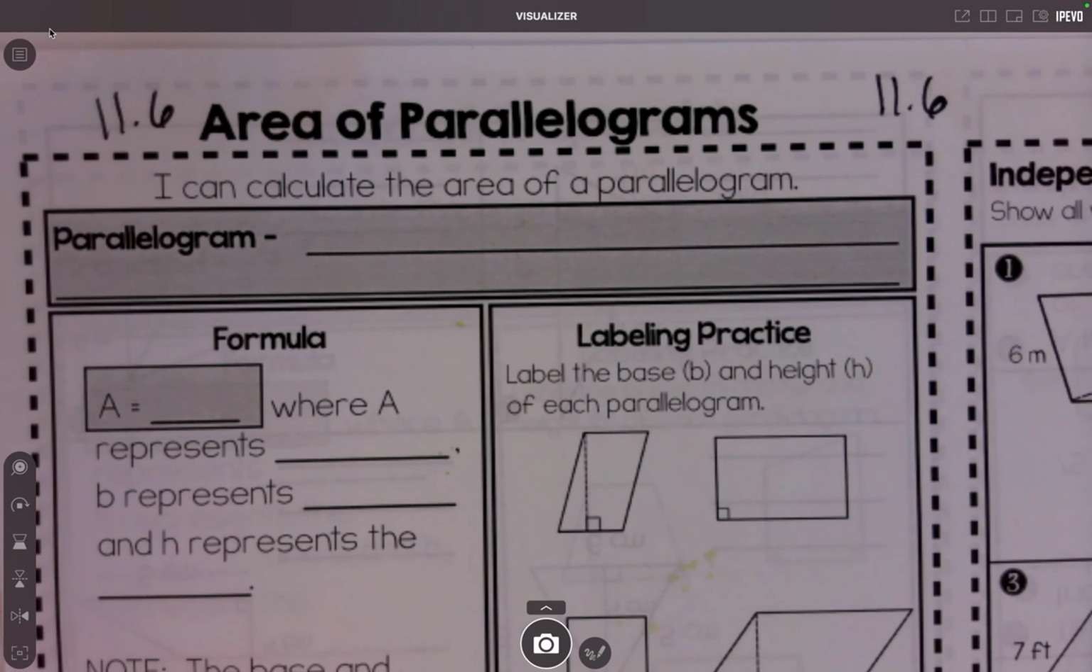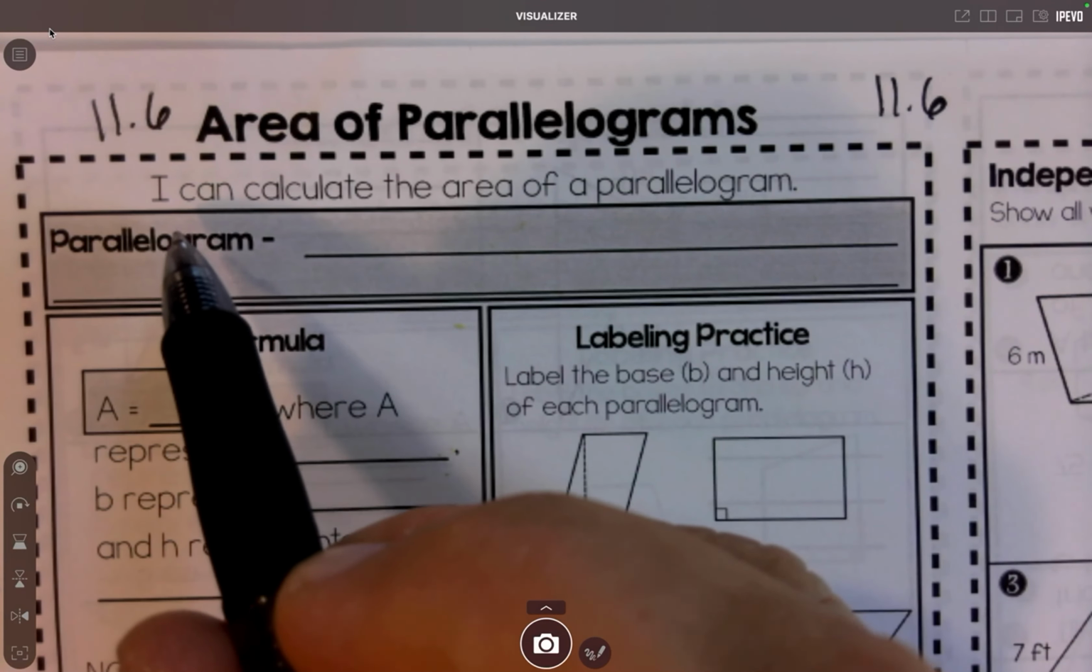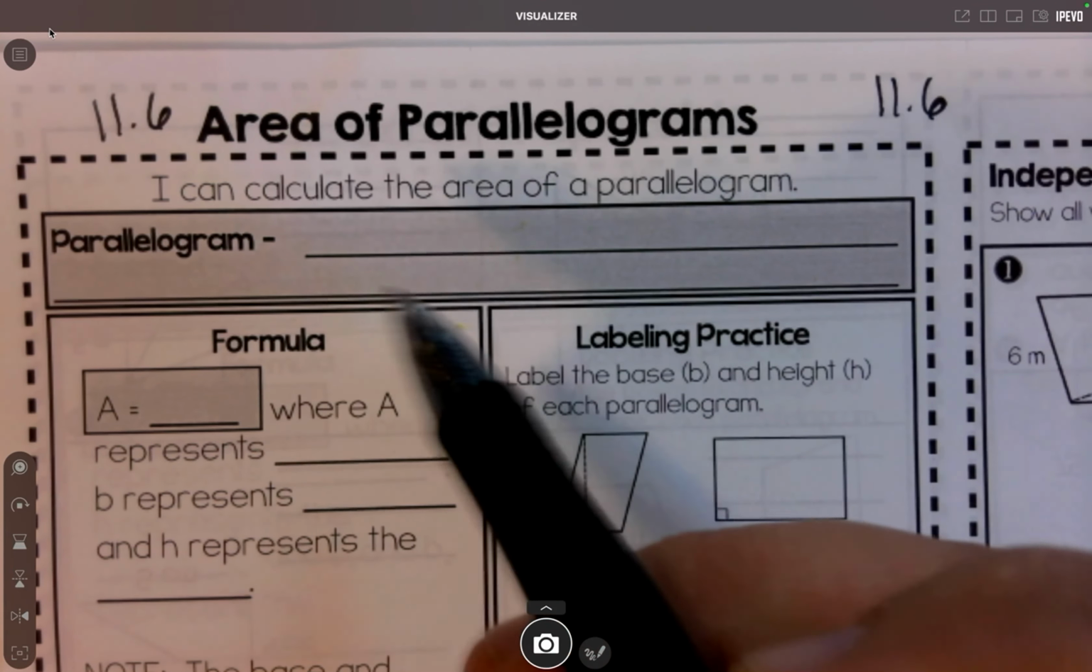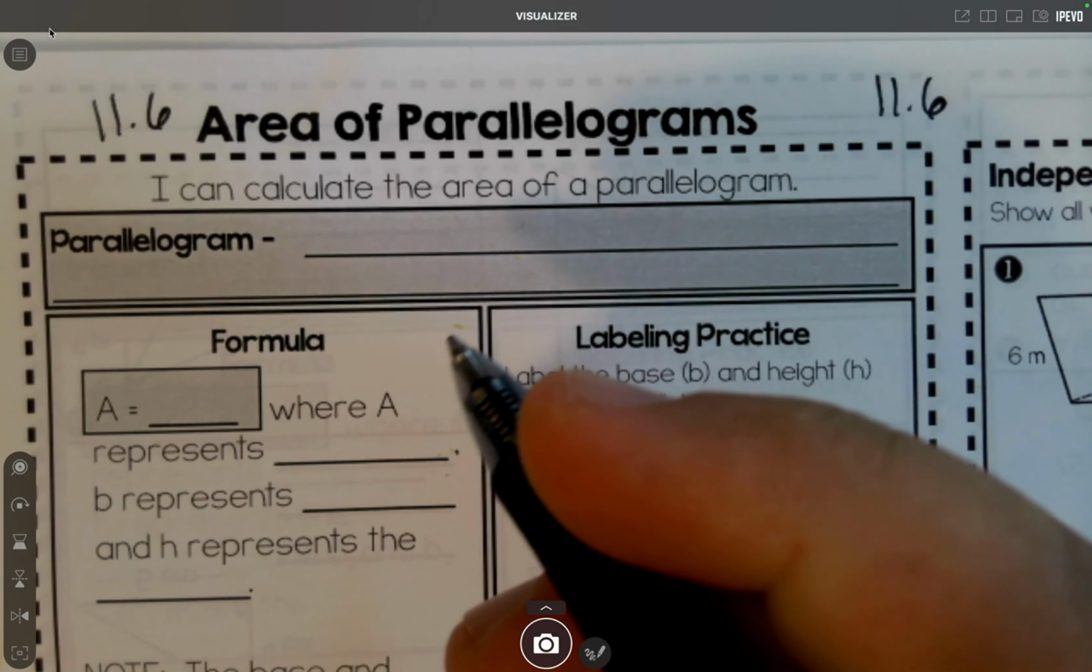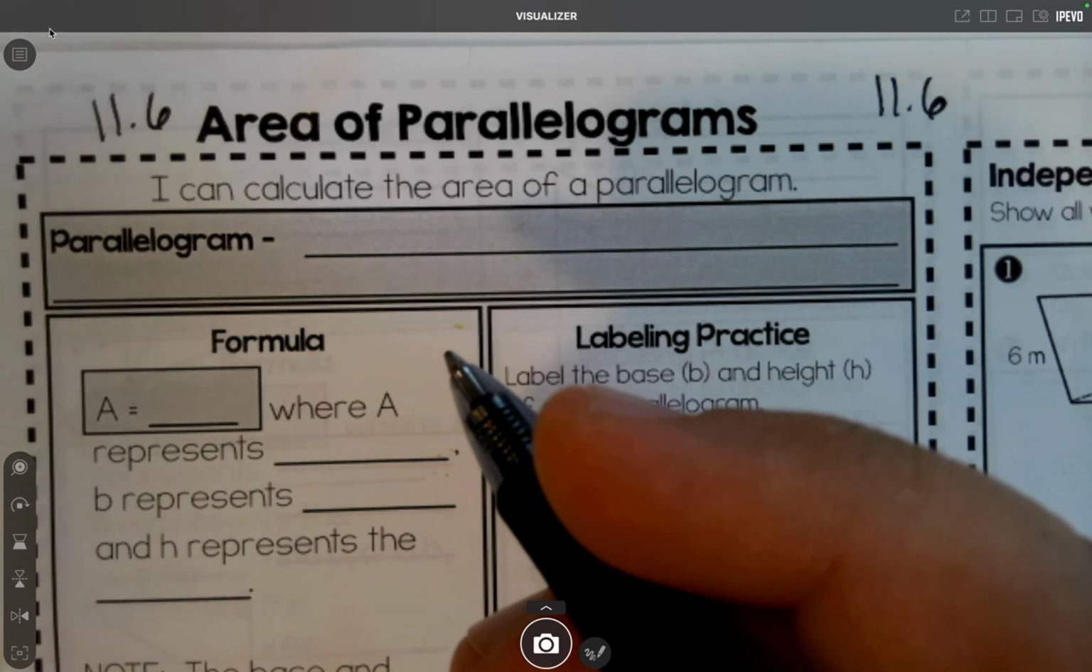In this section, we're going to be focusing on the area of a few different kinds of polygons. We're going to look at parallelograms, triangles, and trapezoids. So first of all, we're going to talk about parallelograms. We've got a confidence statement written right here. I can calculate the area of a parallelogram. If you can't yet, you will be able to soon.